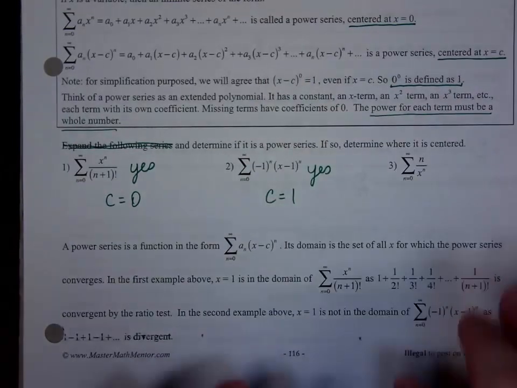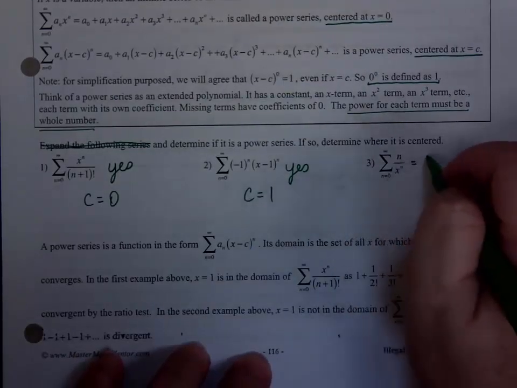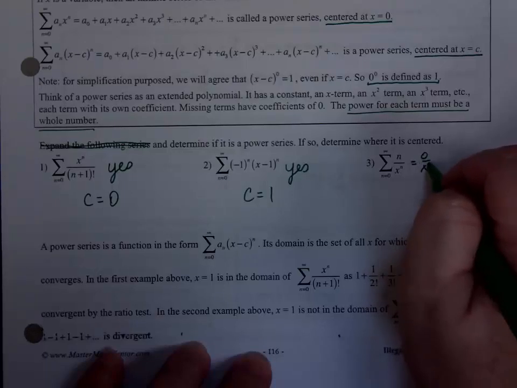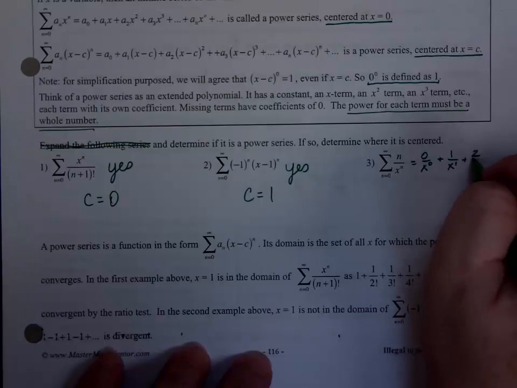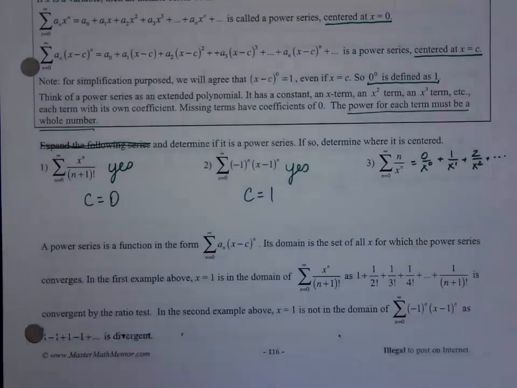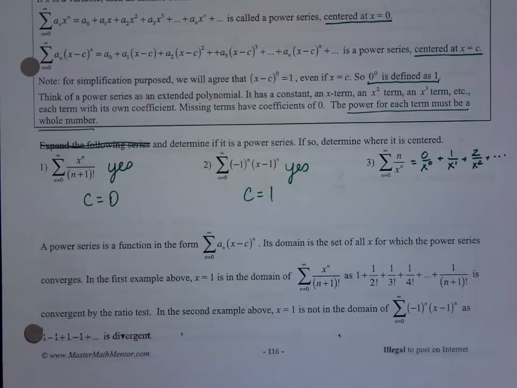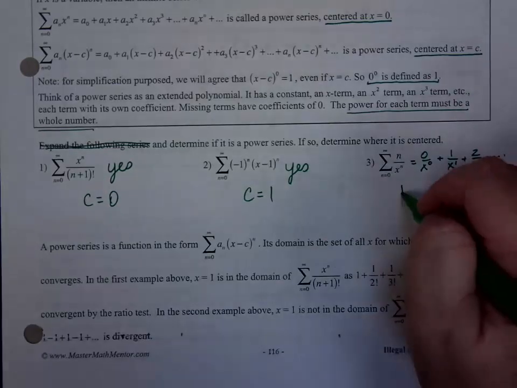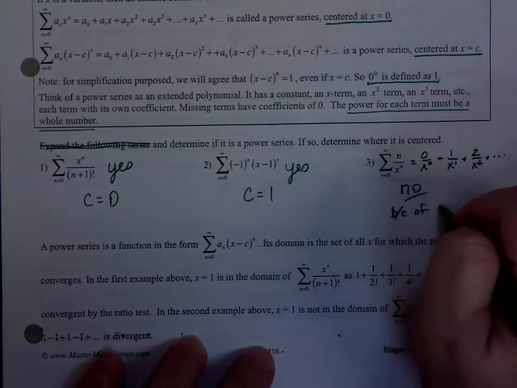Now the next one, actually writing out a few terms would not be a bad idea for this one. If I plug in 0, that would be 0 over x to the 0 plus 1 over x to the first plus 2 over x squared plus dot dot dot. Okay? Are those exponents on x positive? Not really. Just because they're on the bottom they're positive, but in reality they're negative, aren't they? So this one is a no, it is not a power series because of the negative exponents.